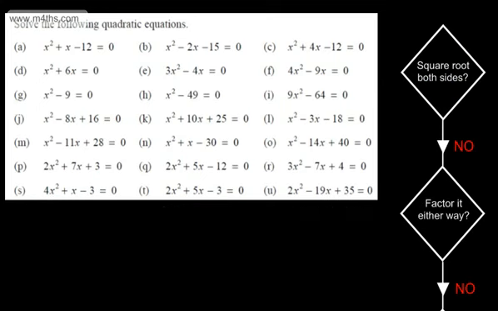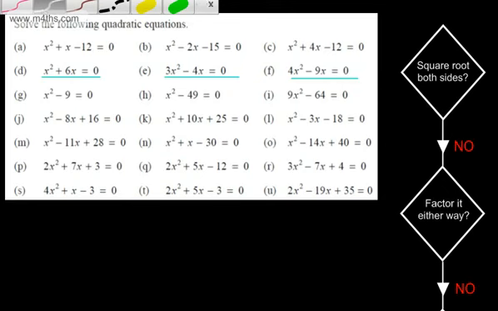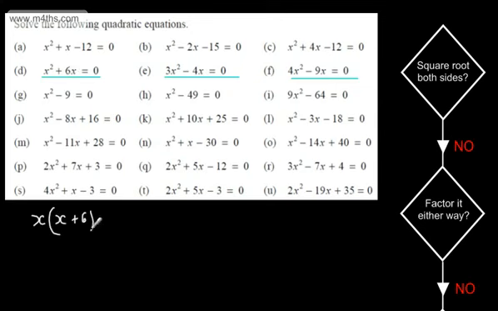Okay, let's now look at a different type. These are of the form ax squared plus bx is equal to 0. So we've got no constant term. The constant is the term that has no x. So let's go ahead and factor this one. Common factor of x. So I could write this one as x(x plus 6) is equal to 0.